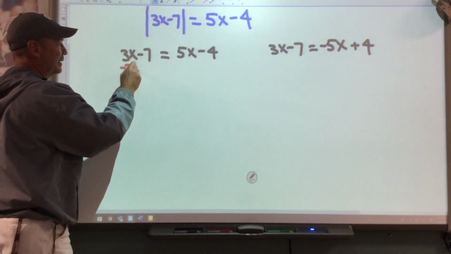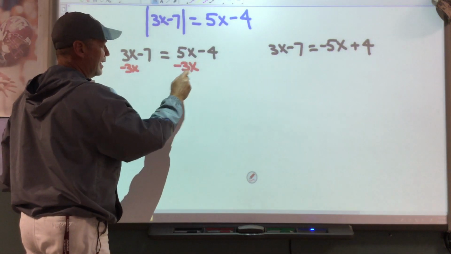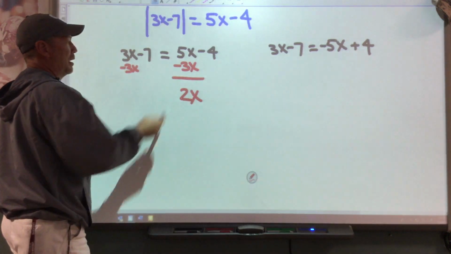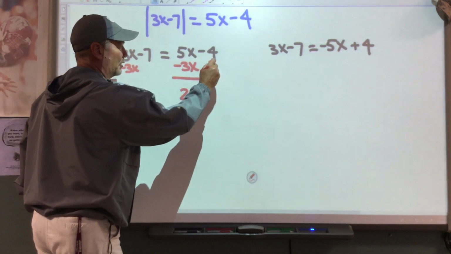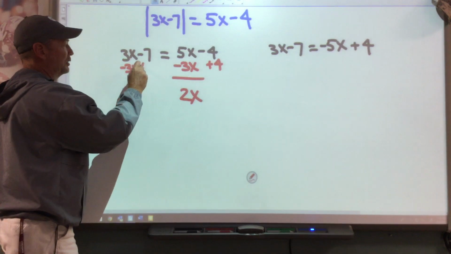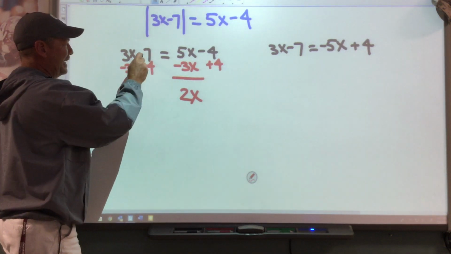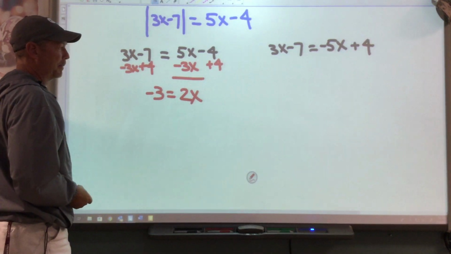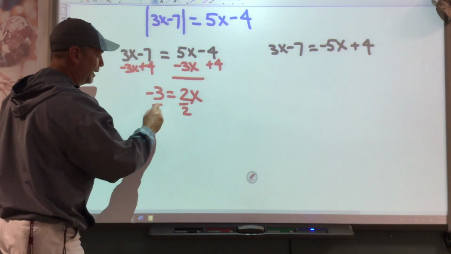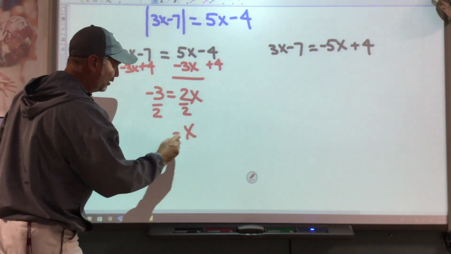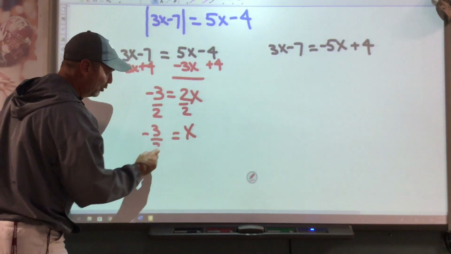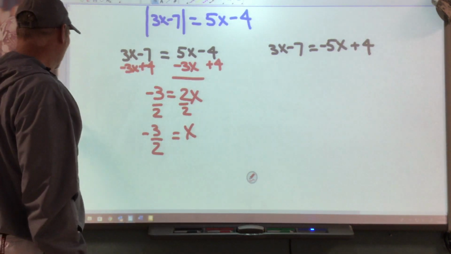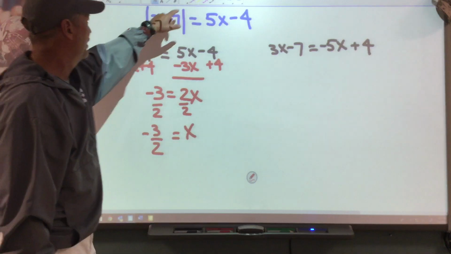Minus 3x, minus 3x. This is going to leave me with a 2x. We're going to go here, we're going to say plus 4, plus 4. Negative 7 plus 4 is a negative 3. Divide by 2, I get x equals negative 3 over 2. I need to check and see if this is a good answer. So we come up here, we're going to substitute it in.